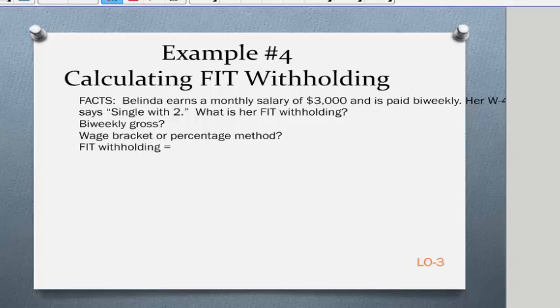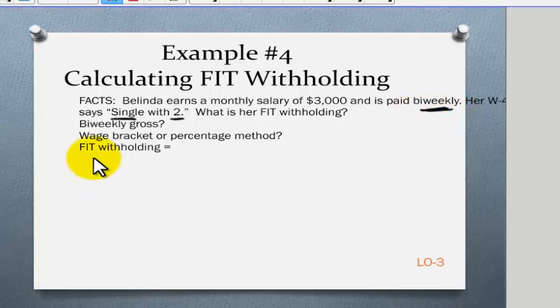Okay? So Belinda earns a monthly salary of $3,000 and is paid bi-weekly. Her W-4 says single with 2. So what's her FIT withholding? Okay? So we know her monthly salary is $3,000, but she's paid bi-weekly, and we know that she's single with 2 withholding allowances. So therefore, first what we've got to do is calculate her bi-weekly gross.